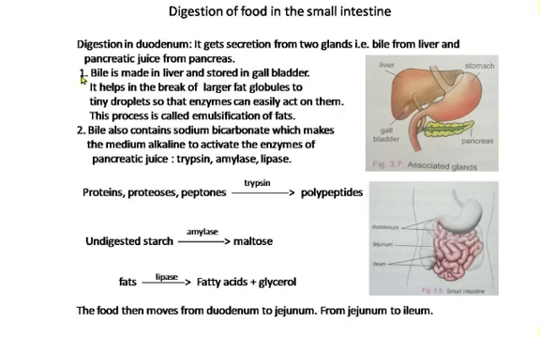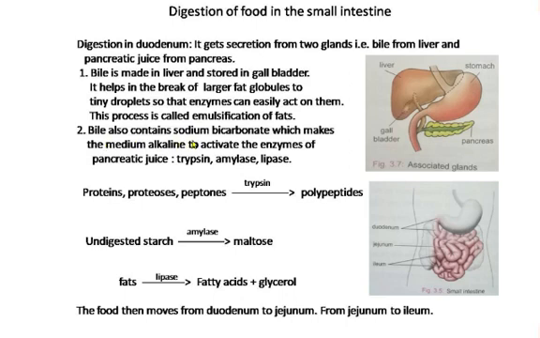What is the function of bile? Let us see. Bile is made in liver and stored in gallbladder. You can see this is gallbladder. It helps in the breakdown of large fat molecules into tiny droplets so that enzymes can easily act on them. This process of breaking down large fat globules into tiny droplets is called emulsification of fats.